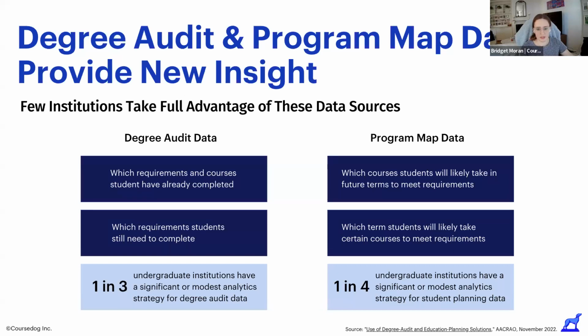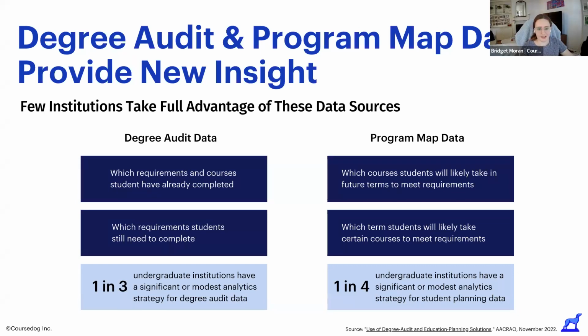Awesome. Well, let's take a moment now to take a closer look at some of those forward-looking scheduling sources. So as we were just talking about degree audit data, I think this is a really great data source because you can see where your students are at in real time. So you can see, first of all, which requirements your students have already met, and then which courses they've taken to meet those requirements. And I think perhaps even more importantly, degree audit data allows institutions to see which requirements students still need to meet, and therefore which classes they're likely to register for in the future.